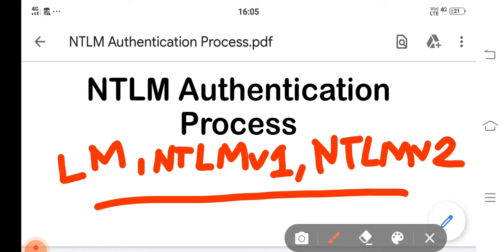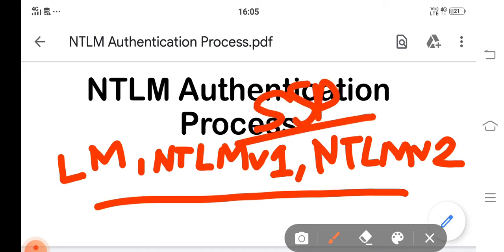The authentication process for all the methods is the same. The only difference is the level of encryption. In NTLM authentication, client and server negotiate the authentication protocol. This is accomplished through the Microsoft Negotiate security support provider.